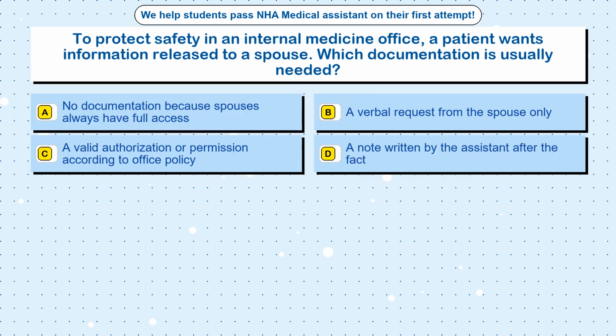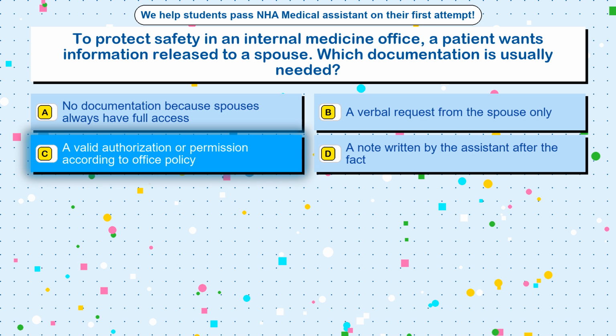Question 77. To protect safety in an internal medicine office, a patient wants information released to a spouse. Which documentation is usually needed? Option A. No documentation because spouses always have full access. Option B. A verbal request from the spouse only. Option C. A valid authorization or permission according to office policy. Option D. A note written by the assistant after the fact.